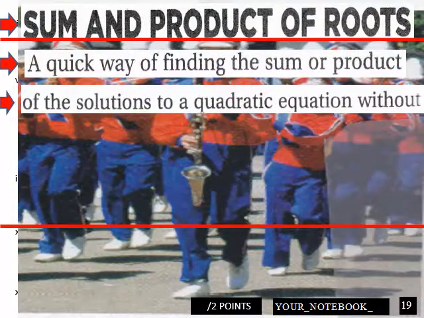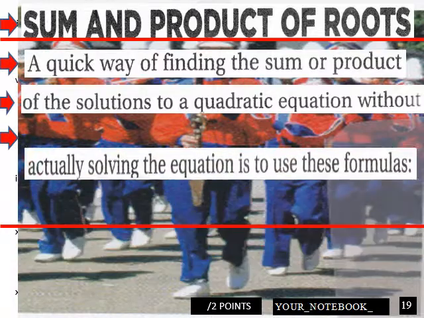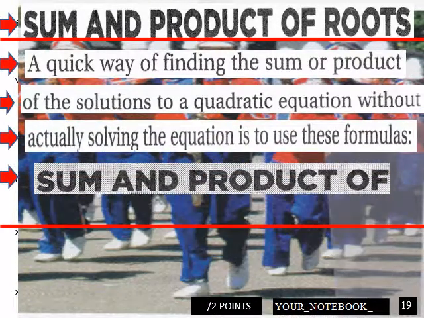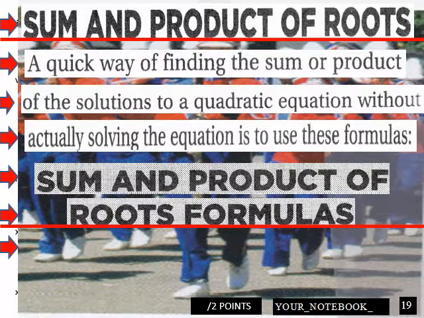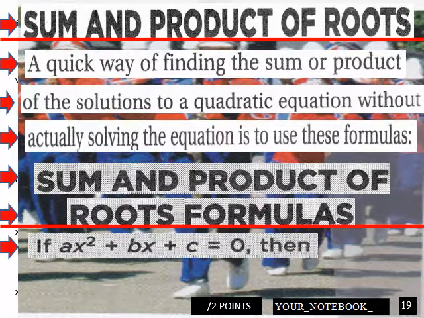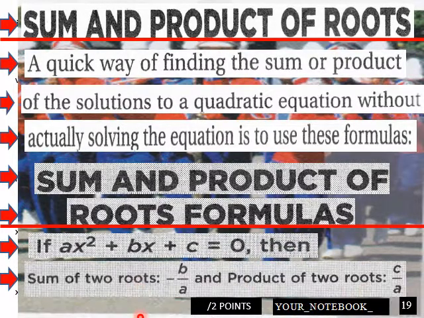Sum and product of roots. A quick way of finding the sum or product of solutions to a quadratic equation without actually solving the equation is to use these formulas. Sum and product of roots formulas: if ax squared plus bx plus c equals 0, then the sum of the two roots is negative b over a, and the product of the two roots is c over a.